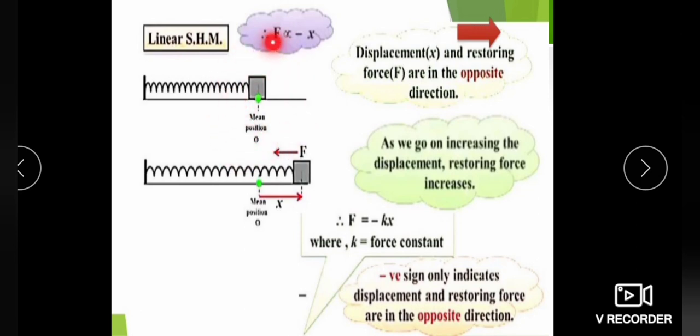We can write this as force is directly proportional to displacement and oppositely directed to displacement from the mean position. The negative sign shows that force and displacement are oppositely directed. K is known as the force constant. Hence linear simple harmonic motion is defined as the linear periodic motion in which the restoring force is directly proportional to displacement and both are oppositely directed.